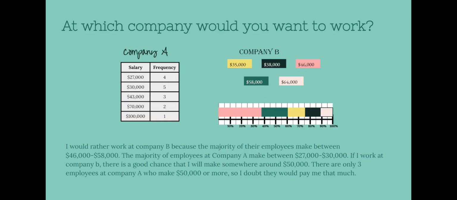So I would say I would rather work at company B because the majority of their employees make between $46,000 and $58,000. The majority of employees at company A make between $27,000 and $30,000. If I work at company B, there's a good chance that I will make somewhere around $50,000, whereas there are only 3 employees at company A who make $50,000 or more, and I doubt they would pay me that much. So I have cited 3 pieces of evidence at least to defend my reasoning.